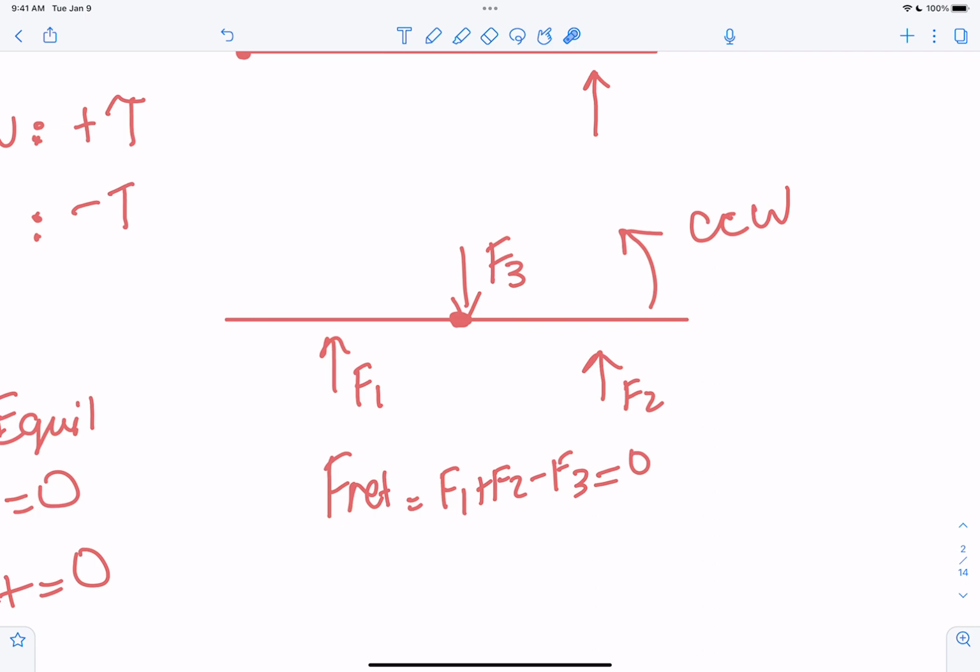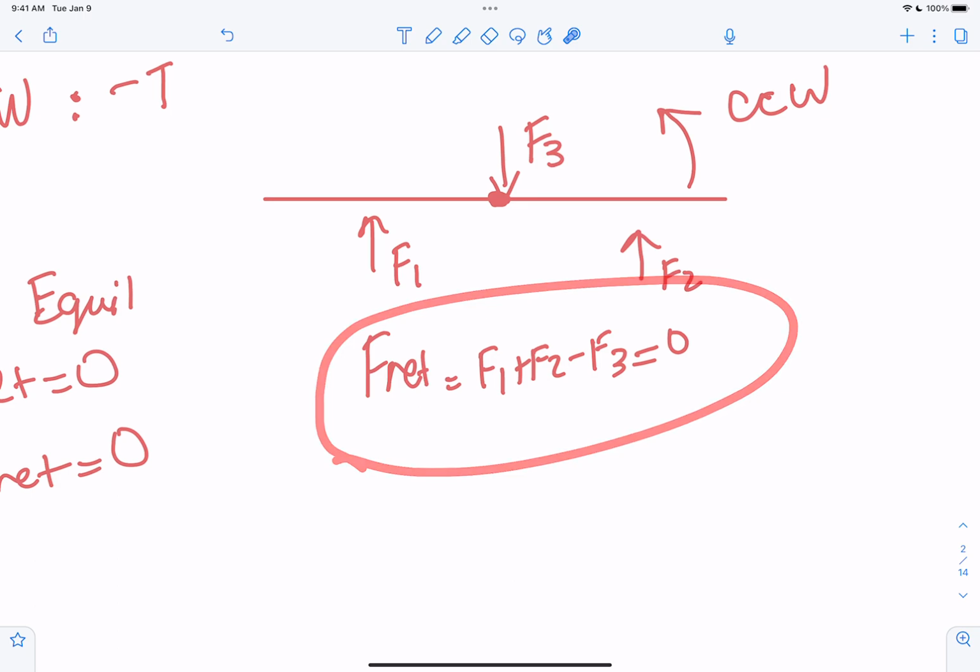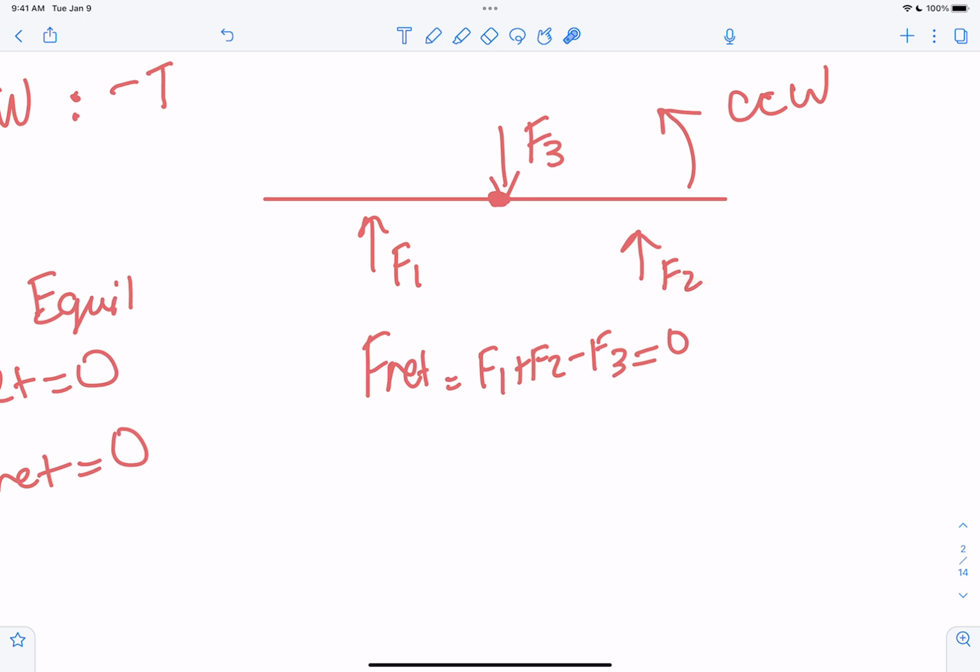So, okay, but since someone says the pivot is in the middle, why wouldn't the two forces cancel out? The forces can't cancel out because they're both pointed in the same direction. These are both along the positive y-axis. So if we were to write an F net equation, it would be F1 plus F2. So there must be a third.